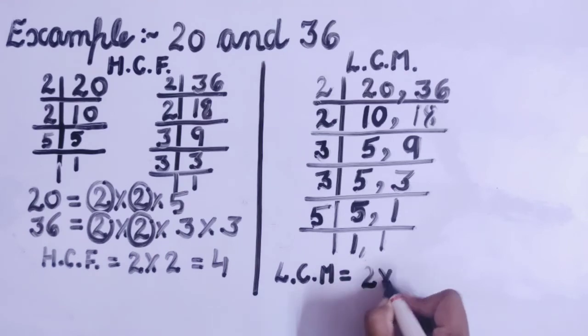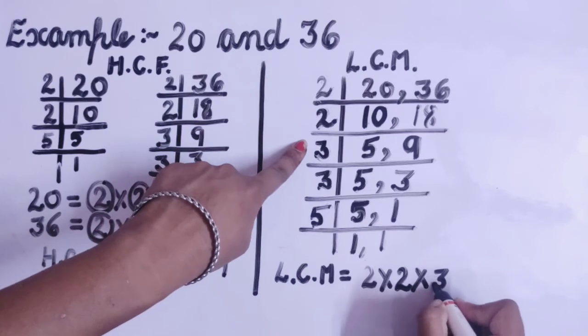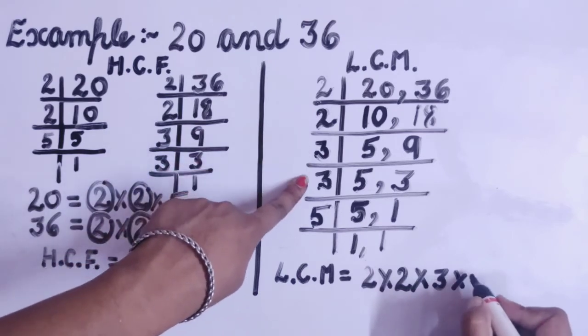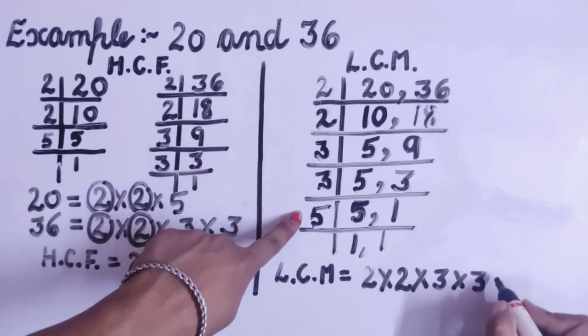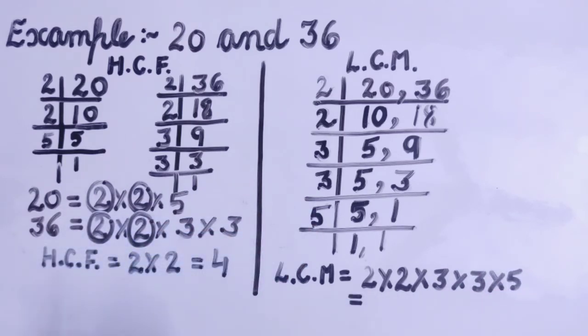Next step is, students, we will find out the product of these prime factors. 2 multiply 2 multiply 3 multiply 3 and multiply 5. Now students, find out the product. 2 2s are 4, 4 3s are 12, 12 3s are 36 and 36 5s are 180.